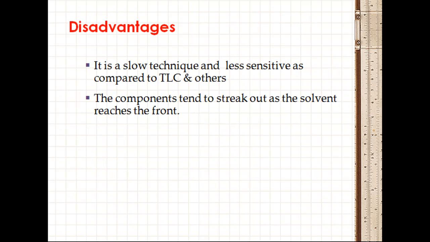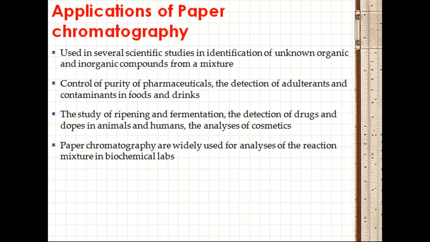Disadvantage: it's a slow technique and less sensitive when compared to TLC and others, and the components tend to streak out as the solvent reaches the front. Application of paper chromatography. It is used in several scientific studies in identification of unknown organic and inorganic compounds from a mixture, in the pharmaceutical industry, for the detection of adulterants and contaminants in foods and drinks, study of ripening and fermentation, the detection of drugs and dopes in animals and humans, and in cosmetic industries.